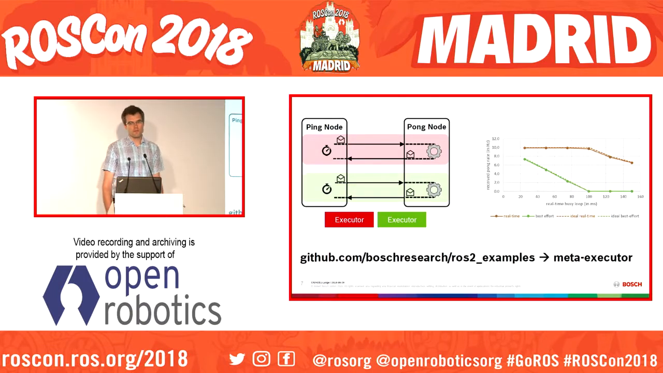Also, we did some very first experiments. We created a simple application with 2 nodes and 2 paths with different criticality, just sending ping-pong messages around and burning CPU cycles in the Pong node. And our first test validated that this whole stack is working as expected with regard to real-time requirements. That's also a fork of the ROS2 examples repo, again, a branch meta executor that you can try out.